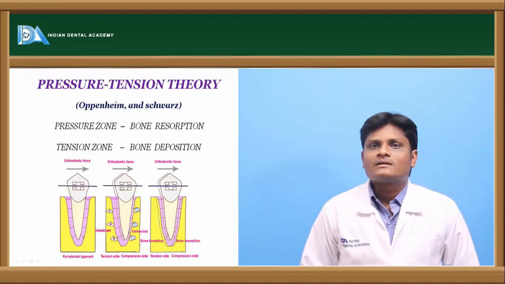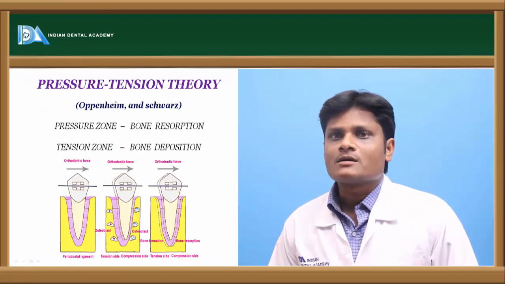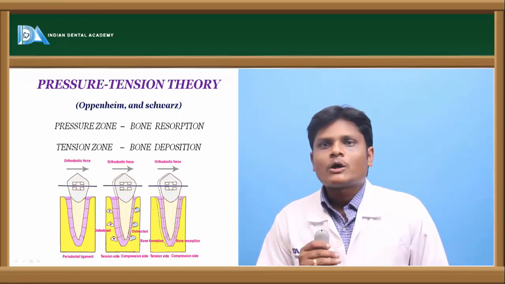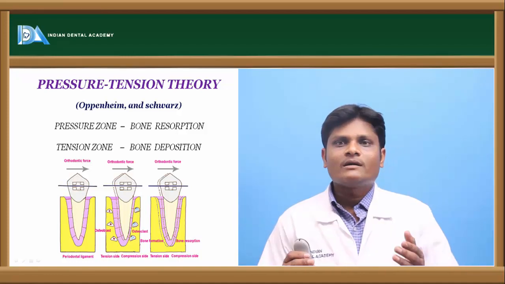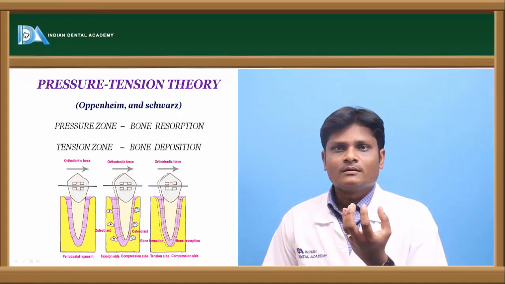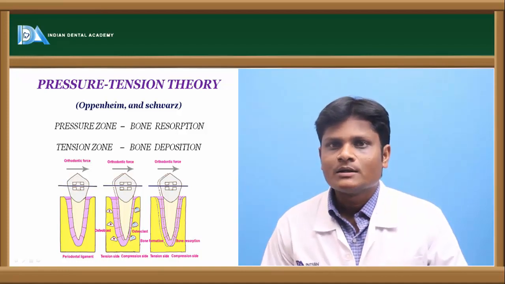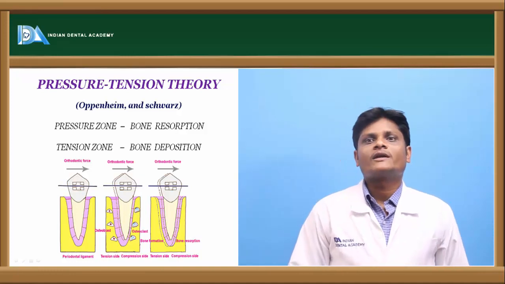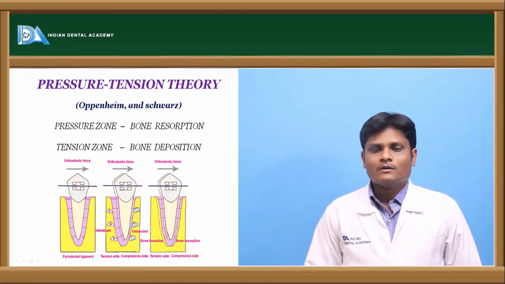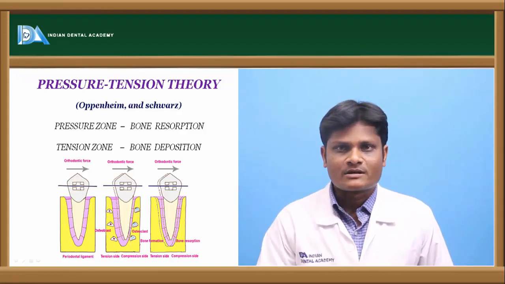The first theory is the pressure tension theory, proposed by Oppenheim and Schwarz. According to this theory, when an orthodontic force is applied on a tooth or a group of teeth, in the direction of force in the periodontal ligament there will be generation of an area of pressure, whereas on the other end there will be generation of tension.